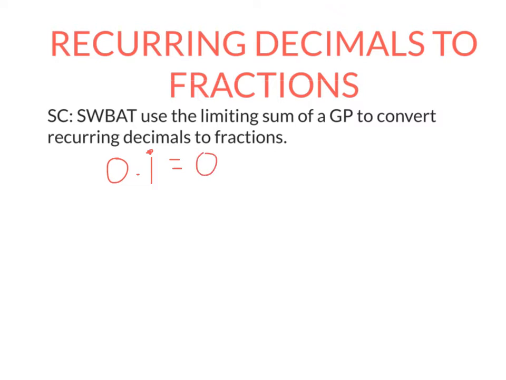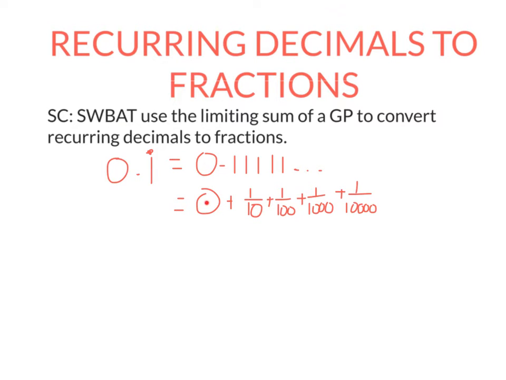That just means 0.11111 and they go on forever. So this can actually be written as a GP because this column here, remember that's tenths, hundredths, thousandths. So this is really just 0, the number in front of the decimal point, plus a tenth. That's the first one here. This one is 1/100th. The next one is 1/1000, and you can probably see the pattern here.